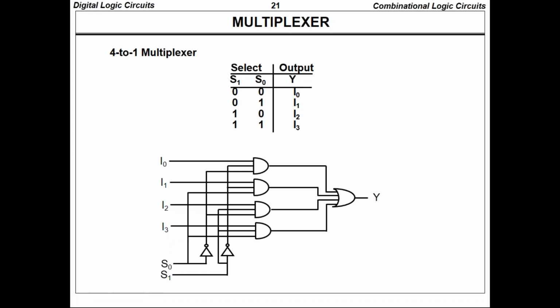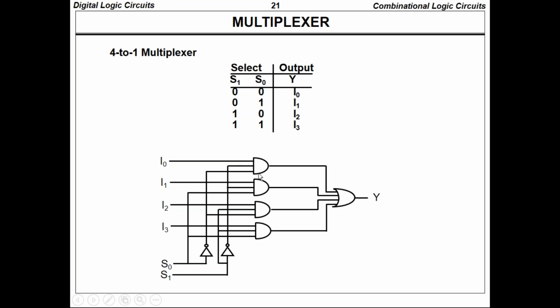Here if it is 0 0, then I0 will be connected to the output y, and if it is 0 1, then I1 will be connected to y, and if it is 1 0, then I2 will be connected to y, and if it is 1 1, then I3 will be connected to y. So this is the internal logic of our multiplexer.